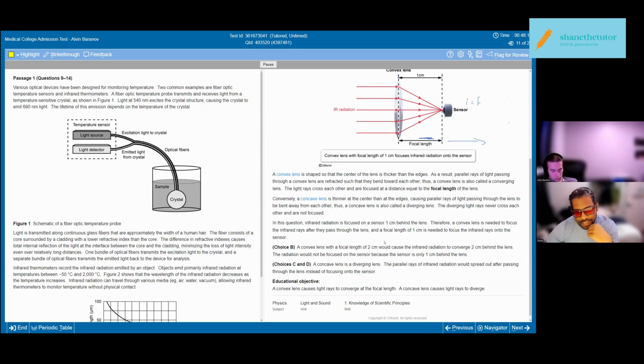So that's why it can't be B, because B talks about a focal length being larger than the image distance. So D_I less than F is not allowed.